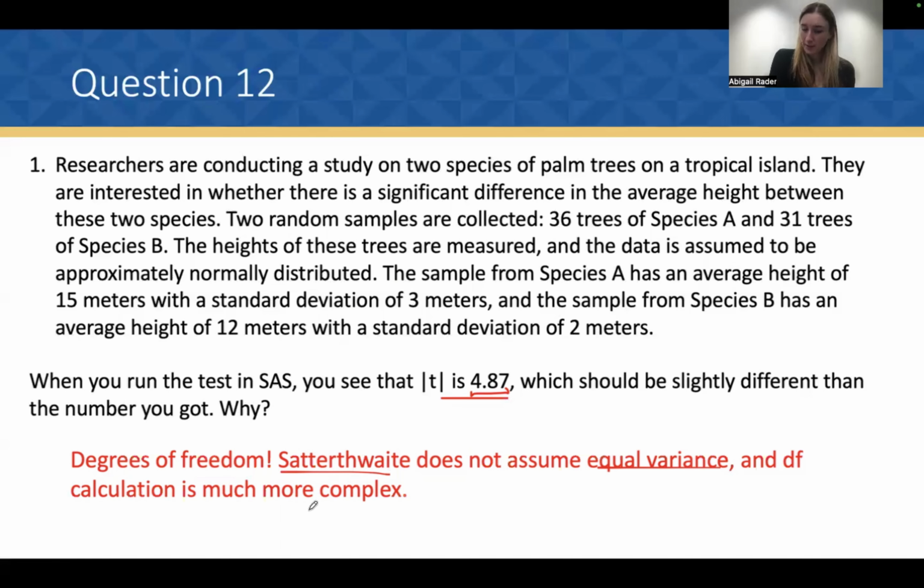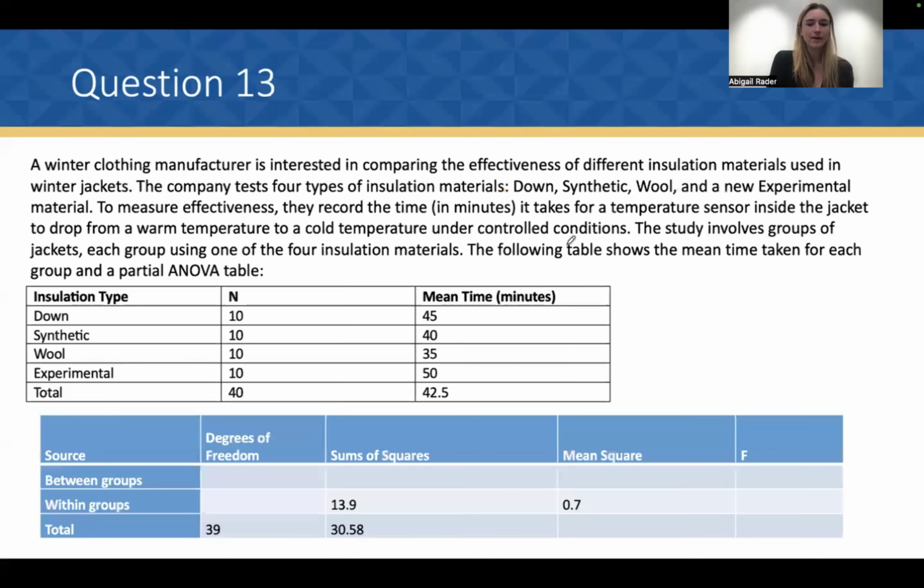If you're given the SAS output, you should use the p-value and degrees of freedom from that SAS output. You shouldn't calculate it on your own, because just using the lower one of these n-1 is not going to be as accurate. Okay, let's get into ANOVAs.